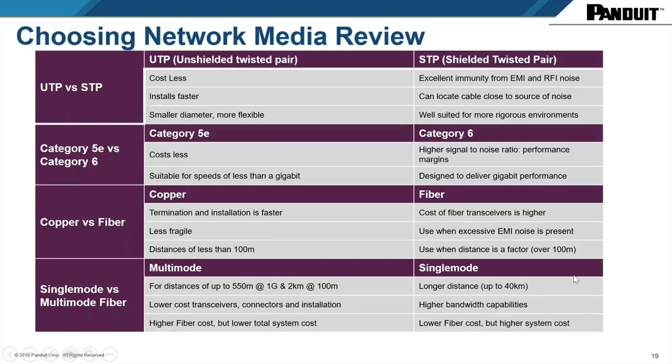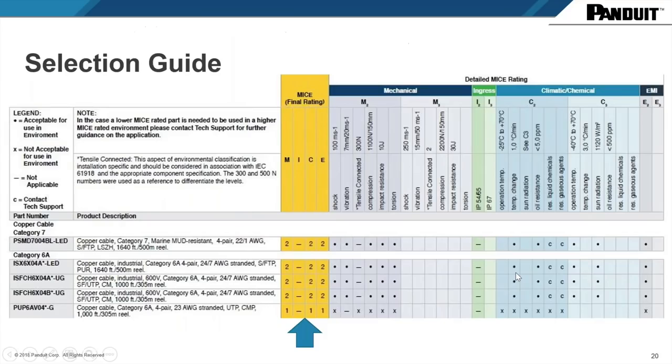So again, the determination of when to use shielded versus unshielded, copper versus fiber, a 5E versus 6 versus 6A, all of these different specs have to be taken into consideration. And that brings me to this slide. Panduit created what we call a MICE guide for all of our devices on the industrial side.